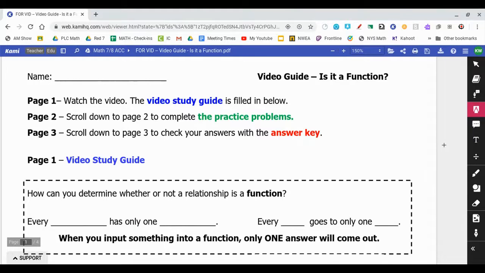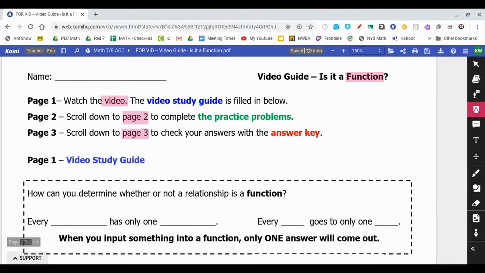Hi guys! Today we're going to talk about how to determine whether or not a relationship is a function. So today's our introduction to functions. I'd like you to watch the video. I'm going to fill out page 1 of the video study guide. Then please scroll to page 2 and try those practice problems. Finally, go to page 3 and check your answers over with the answer key.